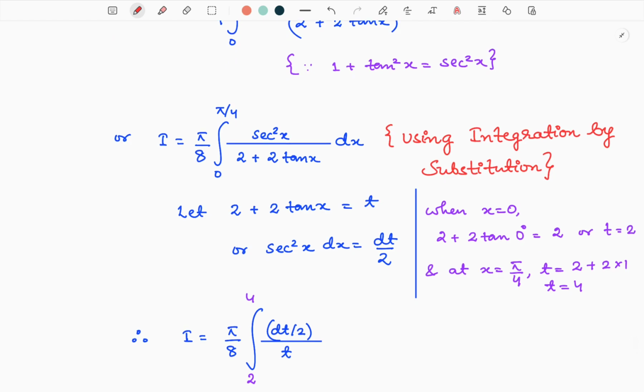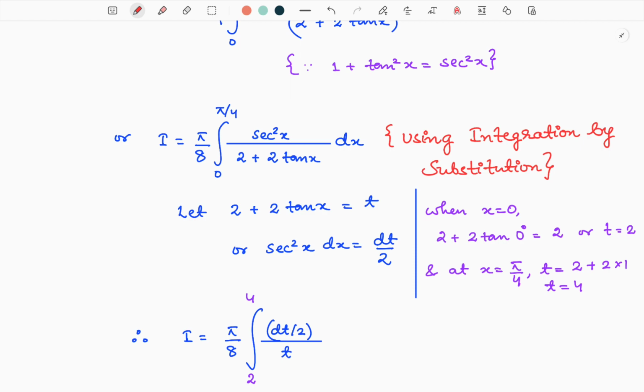Now keep in mind that in the case of a definite integral, when you are changing a variable, you have to change the limit also. Now when you are changing 2 plus 2 tan x by t, if you do not change 0 to pi by 4, your answer will come wrong.